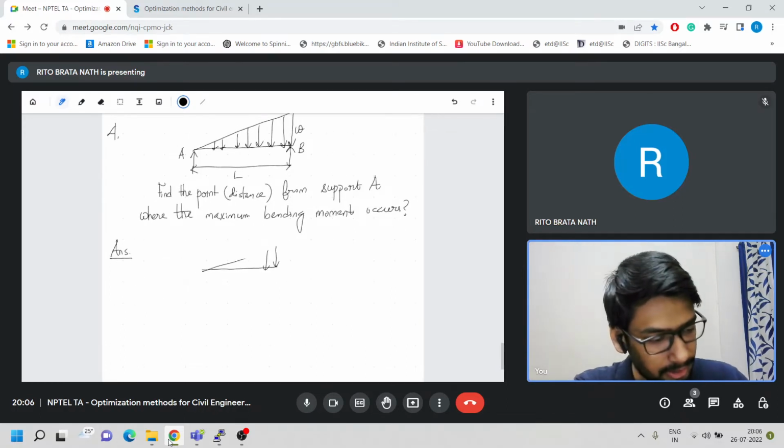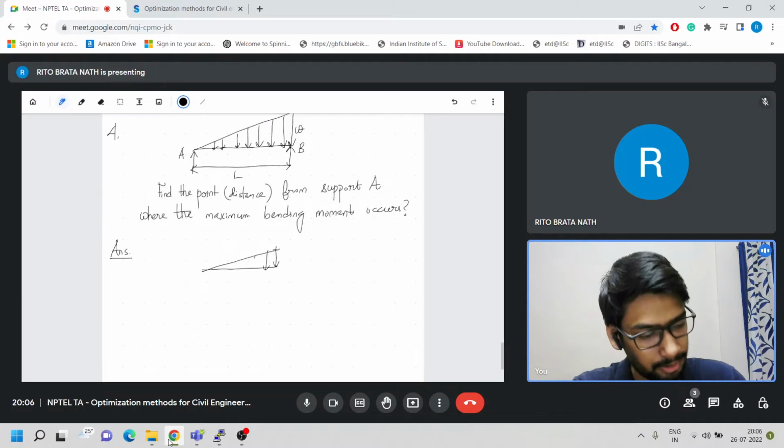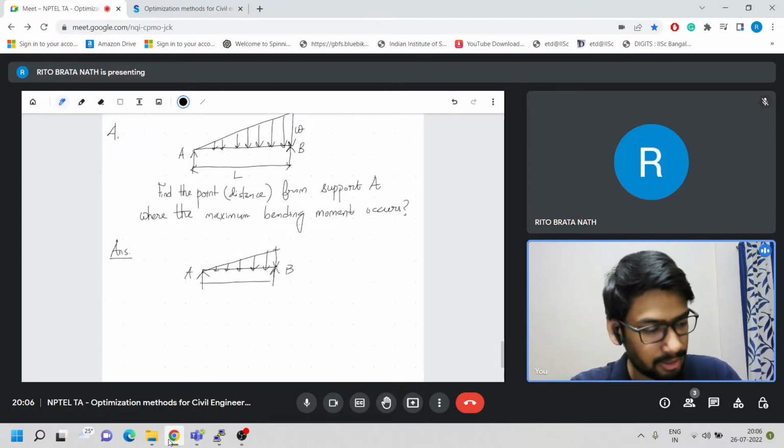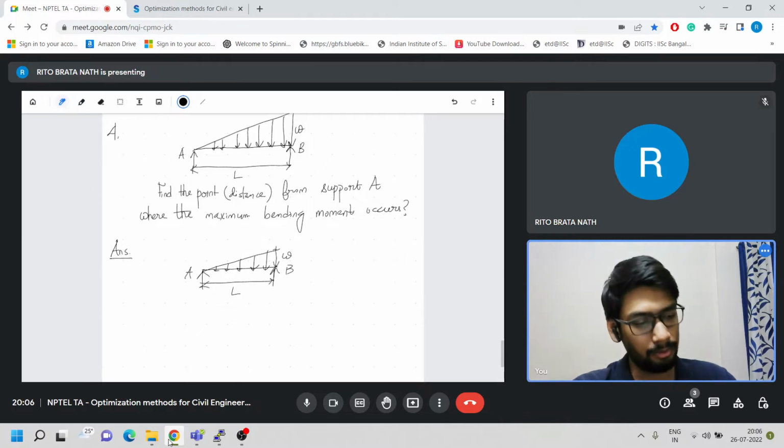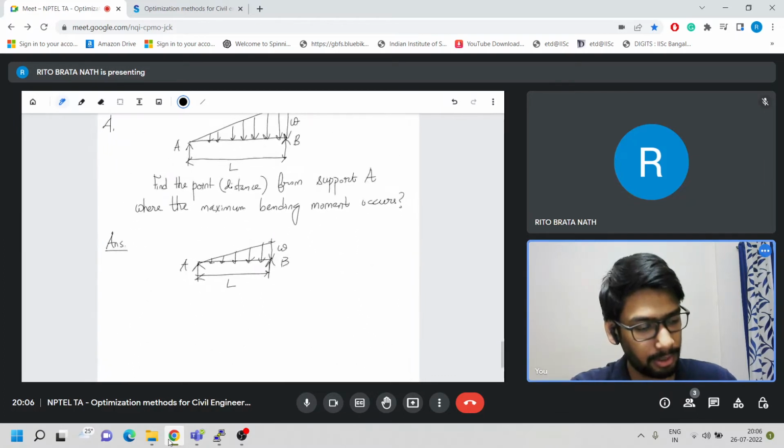So let me just draw a triangle here, that is simpler. So you have this simply supported beam. This is point A, this is point B, this is distance L. This is your W. Now, from this point, you have to find where the maximum bending moment occurs.